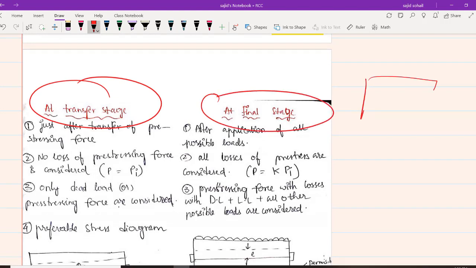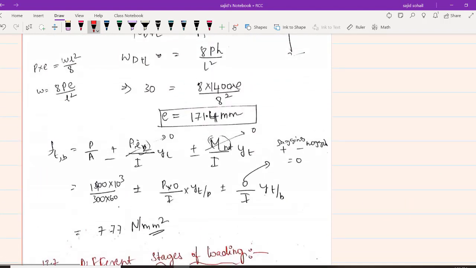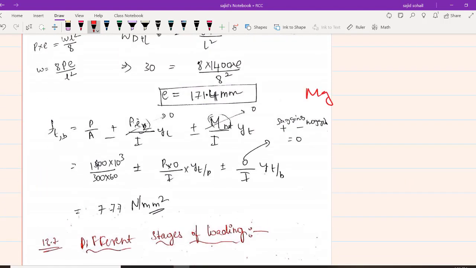At transfer stage, just to give you a rough example, you are getting a full pre-stressing force, right? But after some time what will happen? This pre-stressing force, there will be some losses, right? So in the final stage you will be considering the losses of pre-stress, whereas in initial stage we won't be considering any losses. That is the major difference. So I will discuss cracking moment in detail, as well as we will solve one major problem. After solving that problem, your concept will be 100% clear. I am sure now it is 90% clear, but if we solve the problem tomorrow it will become 100% clear.